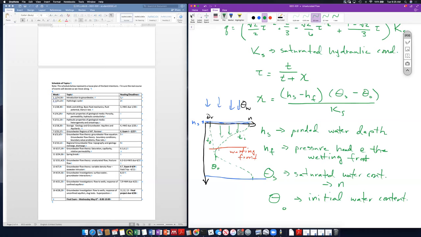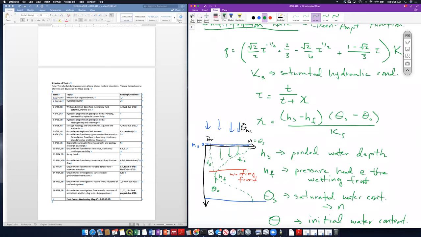This pressure head, H sub F, tells me how much driving gradient I have down into the subsurface. So the difference between H sub S and H sub F is my head gradient, essentially. And then theta sub naught and theta sub S, or saturated, is another driving force there. And then K sub S is my fully saturated hydraulic conductivity. So this function allows me to plot the infiltration rate as a function of time.